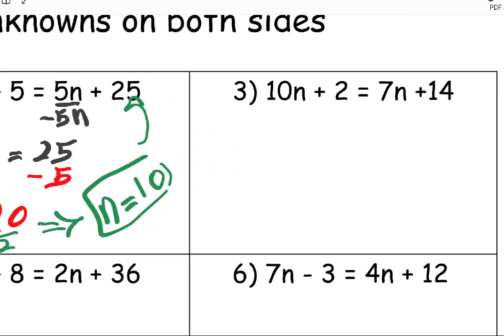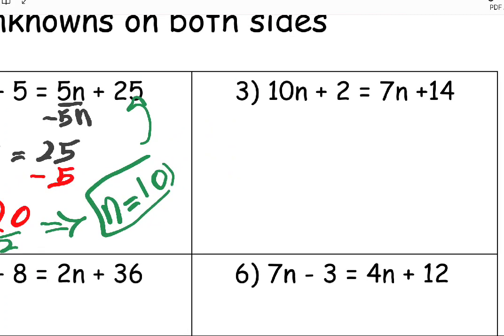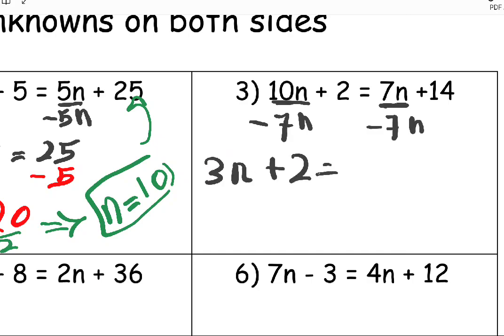And finally, again, I have 10n and 7n. Move the smaller n always to the biggest n so you don't have negative answers. Minus 7n, so 3n plus 2 equals 14.